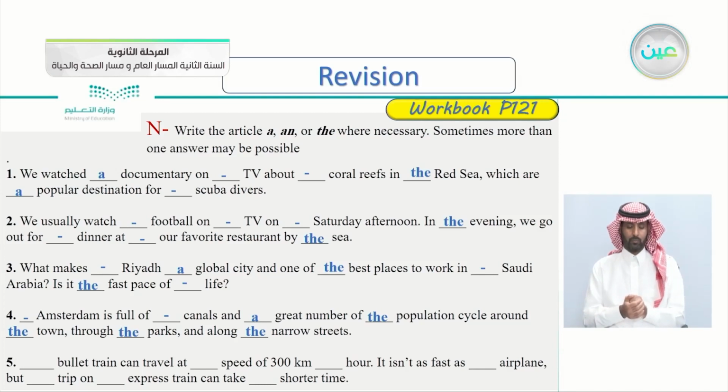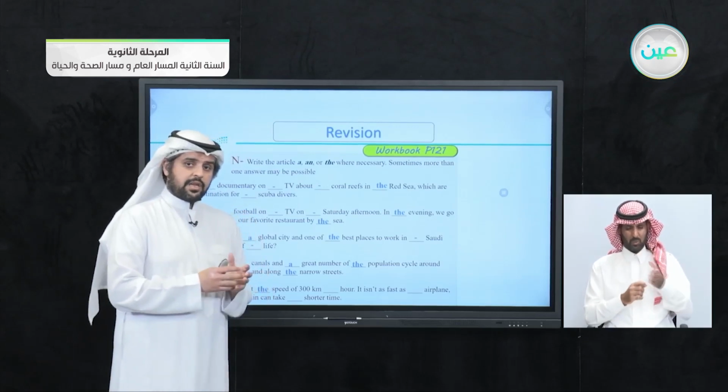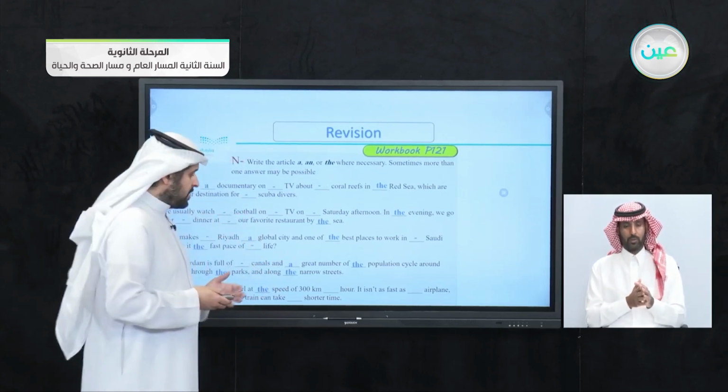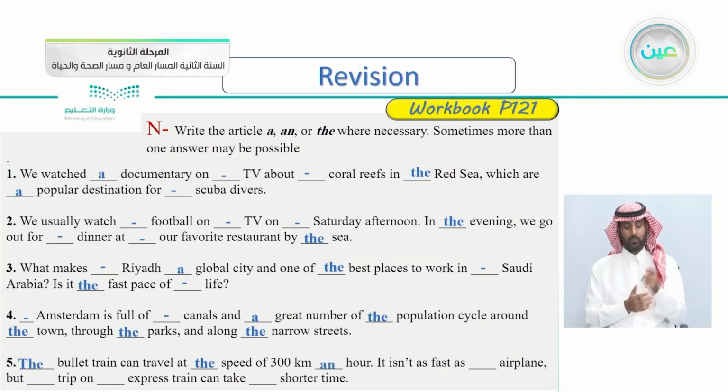Number 5, the bullet train. Yes, the bullet train can travel at, yes, at a speed of 300 kilometers an hour. So do we say 300 kilometers the hour? Yes, that's correct. 300 kilometers an hour. It isn't as fast as an airplane. Yes, it isn't as fast as the airplane, but a trip on, excellent, the express train can take a shorter time. Yes, can take a shorter time.